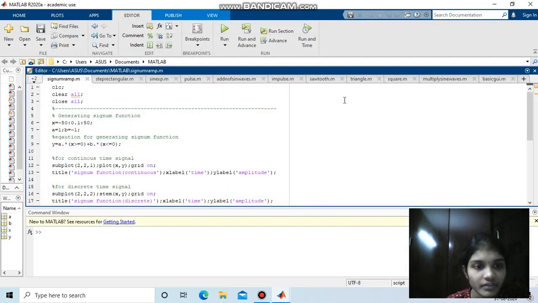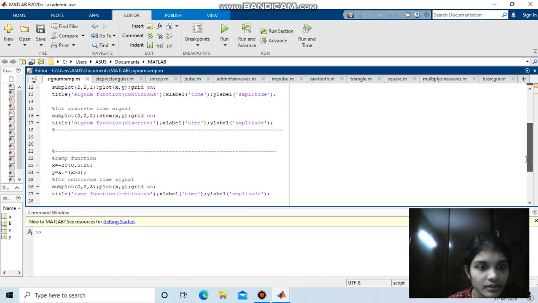So when we see the code, I took the equation y is equal to a product x greater than or equal to 0 plus b product x less than or equal to 0. When x is greater than 0, this logical operation gives 1 and this gives 0. So we get 1, and for x less than 0, similarly we get minus 1.